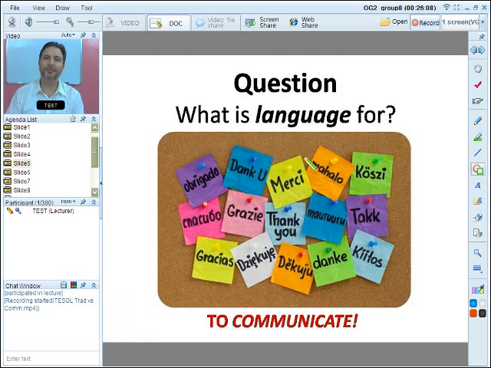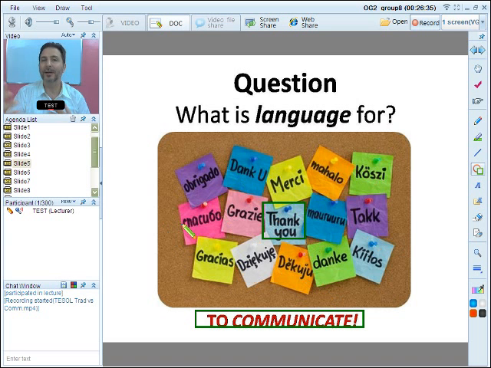Let's move on. Now, question, what is language for? Of course, it's to communicate. I know that's so basic, but think about it. Language is to communicate or for communication. You see all these different ways of saying, it looks like thank you. Yeah, we got the thank you. Maybe you recognize one of these. But that's how we communicate.